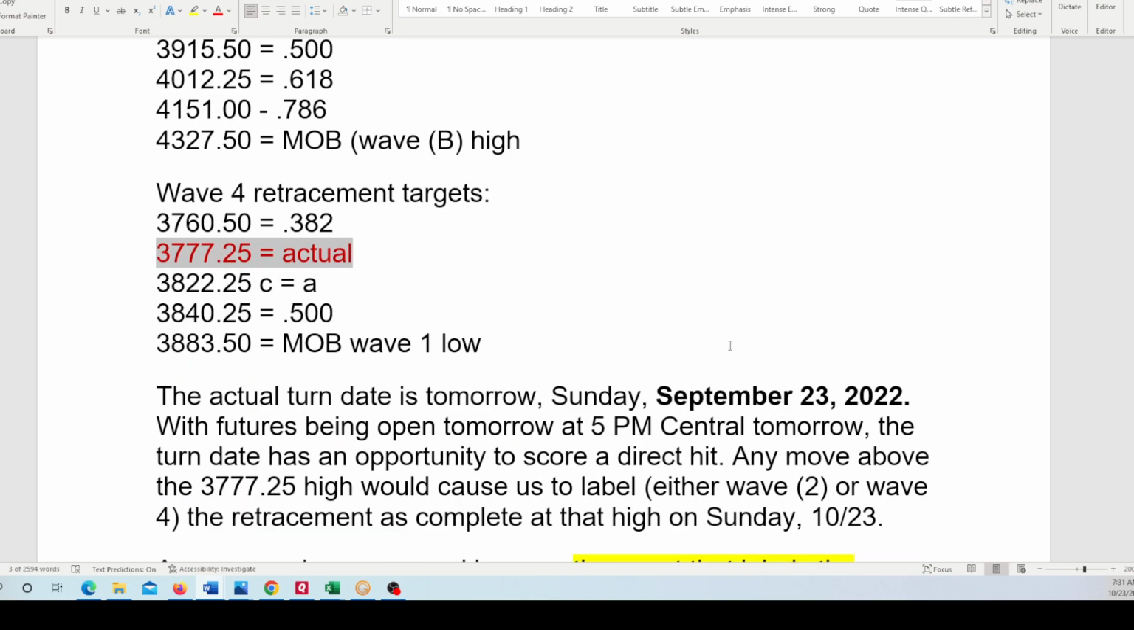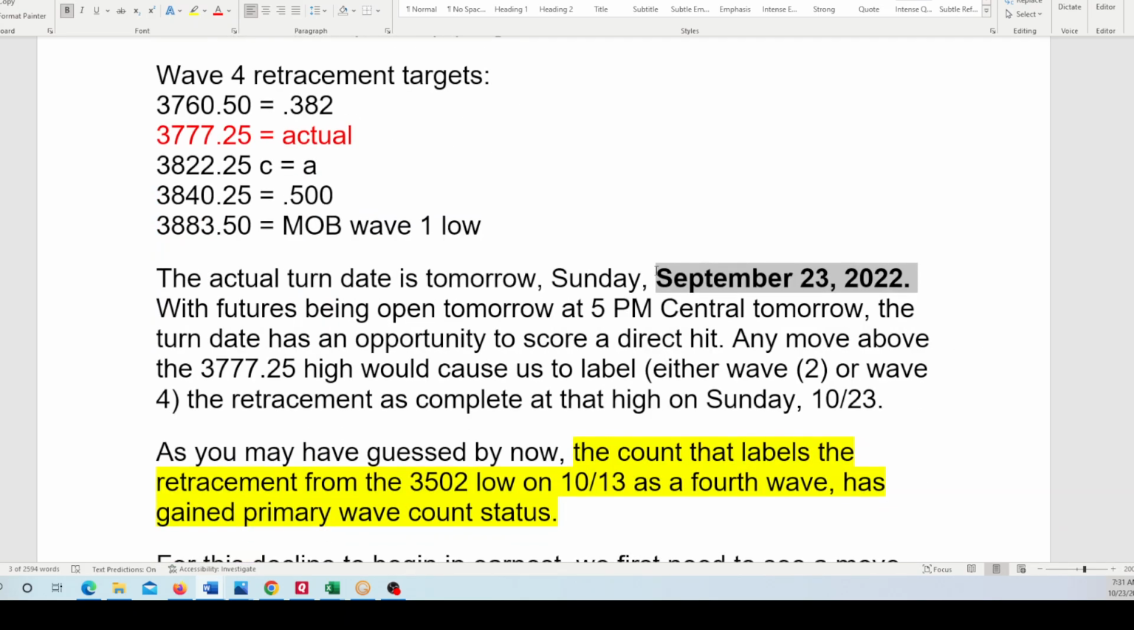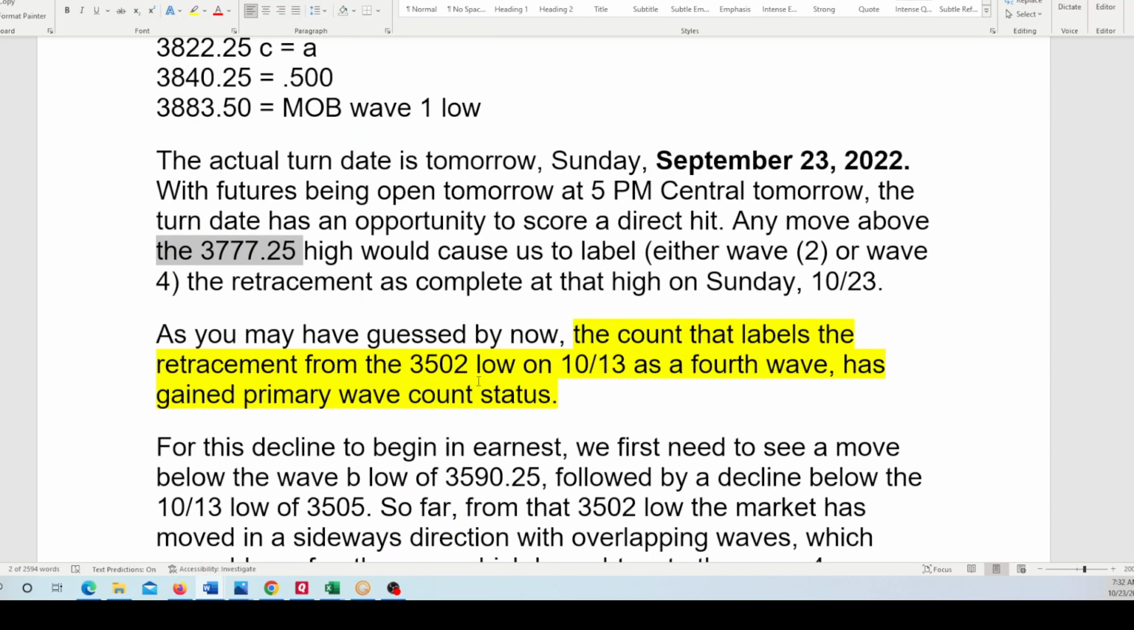Okay, actual turn date is, this was Saturday's report, September 23rd. Futures are open at 5. To score a direct hit, we need to move above that 37.77 and a quarter. And that's where we said the count labels it as a 4. I've moved it up to primary wave count status, okay?